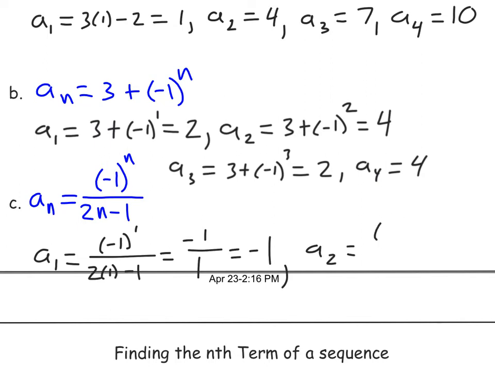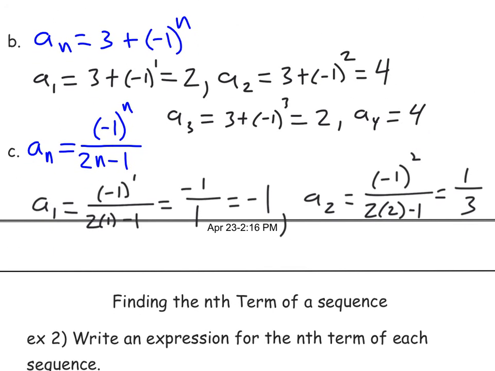But I'm still following the other two examples where I see n. If I want the second term, that's where I'm putting a 2. -1 squared is just 1. 2 times 2 is 4. -1 is 3. Okay? So the first term was -1. Second term was a third. Let's get the next 2 here. Then we'll call it quits for this example.